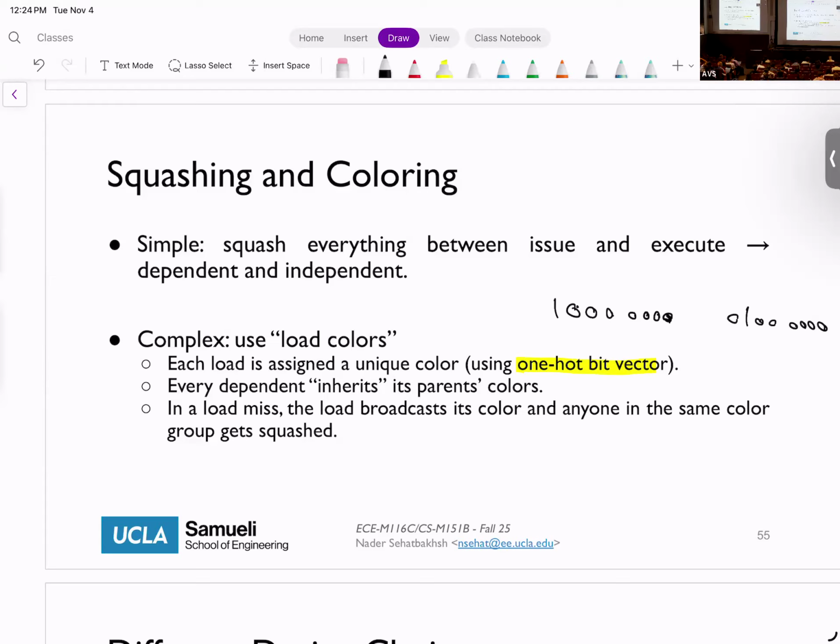Yes. Squash is similar to flushing. Flush and squash is the same thing. Yes, from the perspective of scheduling, if our speculative scheduling is wrong, we need to squash. And generally, as I said, squashing and coloring can also be applied to branches. So any speculation, you can apply coloring to it.